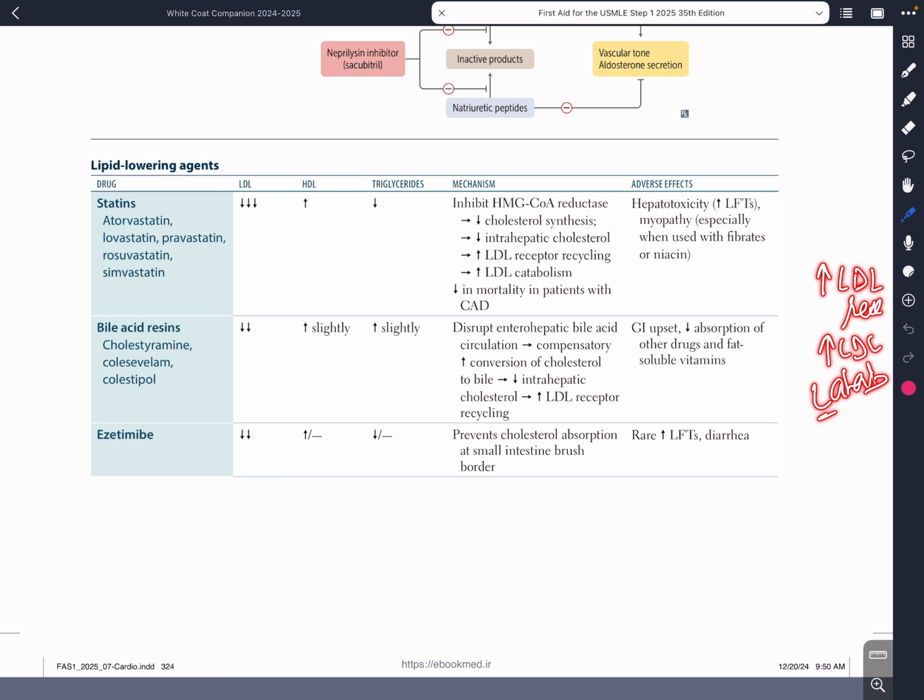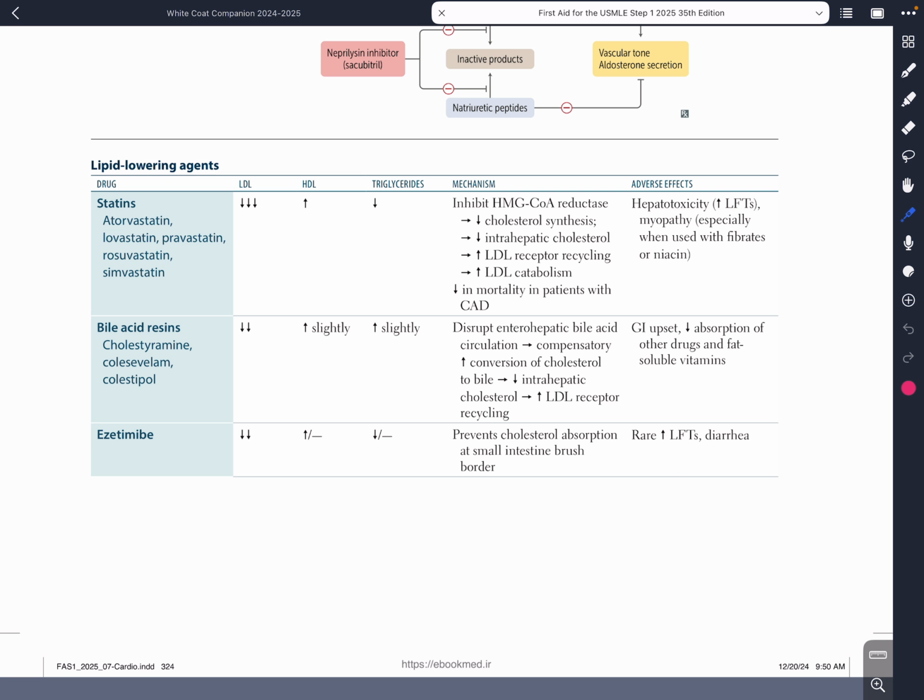Catabolism means breakdown of LDL. So eventually the level of LDL comes down. So if receptors go up, the level goes down. LDL receptors are increased, so the LDL level comes down. And what are the side effects? The side effects of statins include hepatotoxicity. It increases LFTs. You can experience myopathy.